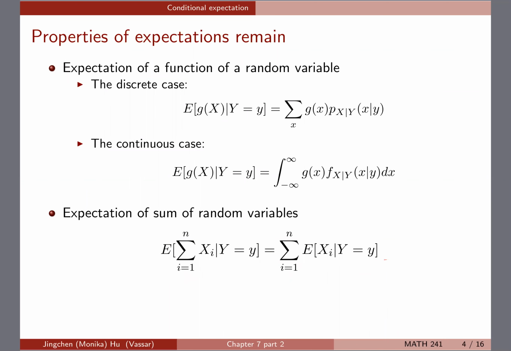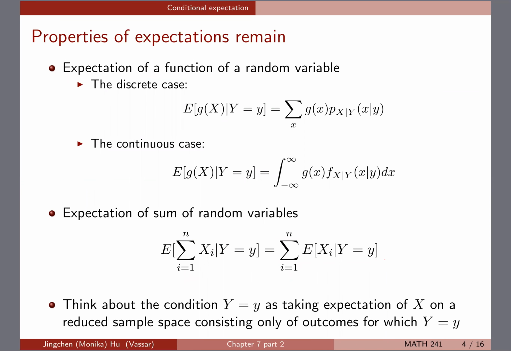To help you think about all of this, it might be useful to think about the condition capital Y equals small y as taking expectation of x on a reduced sample space. In the past, y could be anything. But here we're looking at the conditional distribution, and for the expectation of x given y, you can just focus on a reduced sample space of Y equals small y, and that will be the reduced sample space that you work with. That's why all of the properties and results that we saw about expectation are going to remain when we are working with conditional expectation.